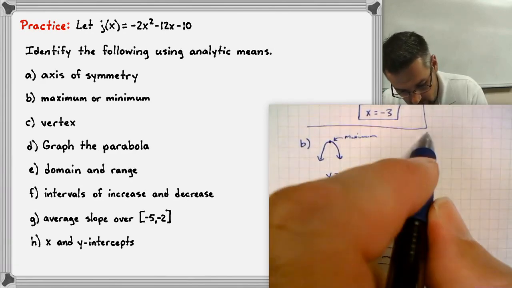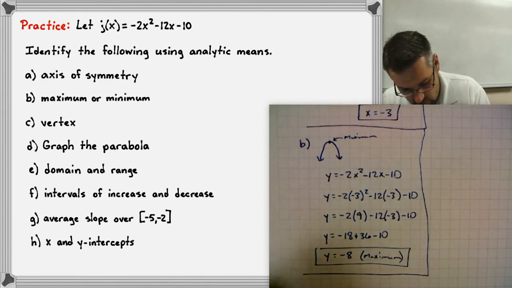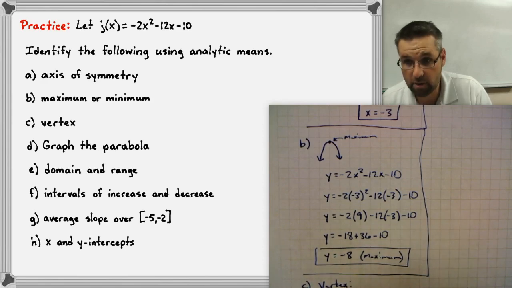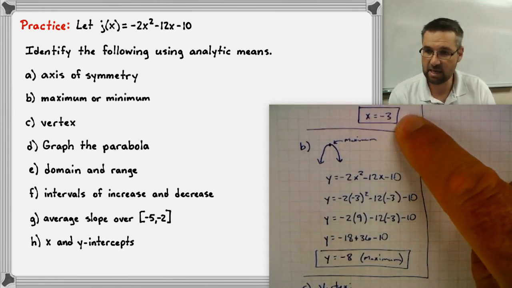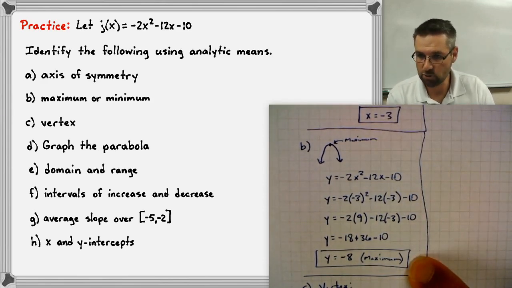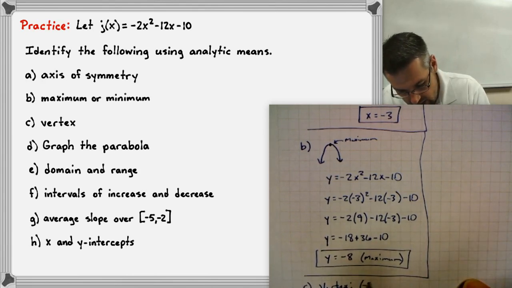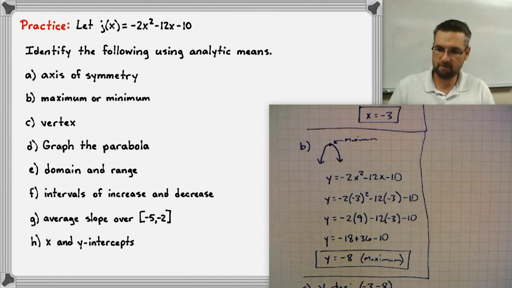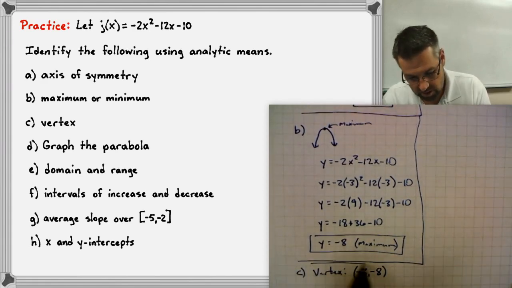For part C, it's pretty straightforward from there because we have everything that we need. C says find the vertex. Well, the vertex, remember, is made up of the axis of symmetry and either our max or min value. So our vertex is going to be -3, -8. There we go. And that's our answer for part C.